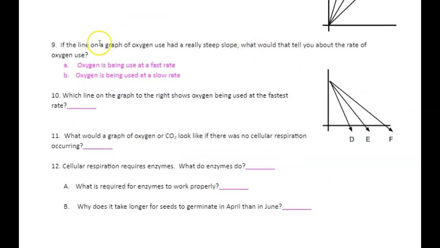All right. The opposite here. What if oxygen had a really steep slope? We said oxygen was being used, so it's really steep. Does that mean it's being used at a fast or a slow rate? Being used at a fast rate. Yeah, and which one shows it really steep going down? Sharp decline, letter D.